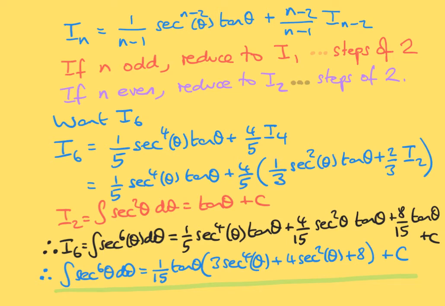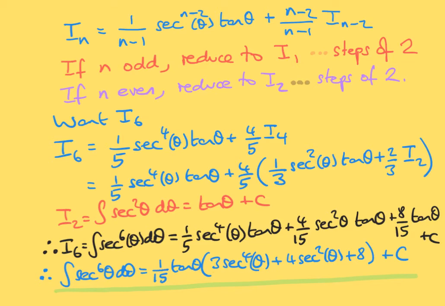And now we expand this. 4 times 1 over 5 times 3, 4/15 sec squared times tangent, plus, and now the 4/5 times the 2/3, 4 2s are 8, 3 5s are 15, and that integral we've said is tangent, and then we'll just add an integration constant at the end. So we could stop there, or we can just pull out a factor of tangent, because that is a common factor everywhere.